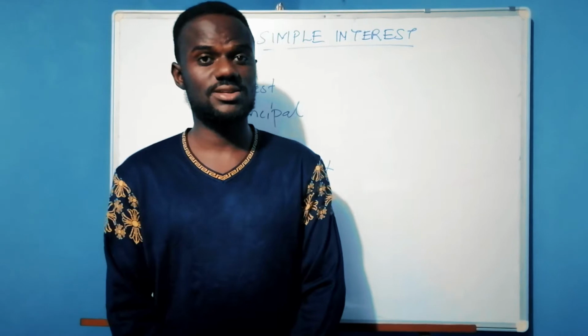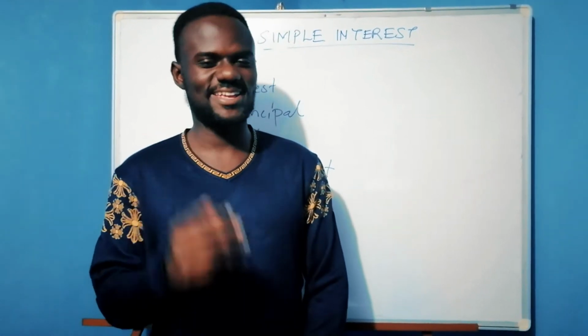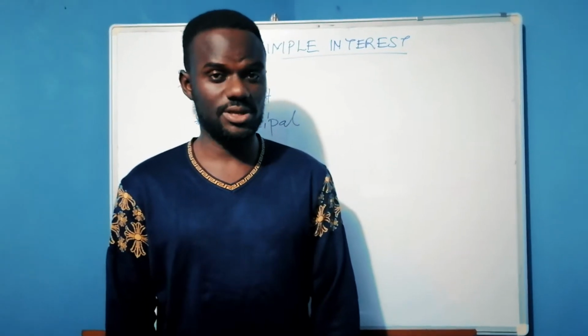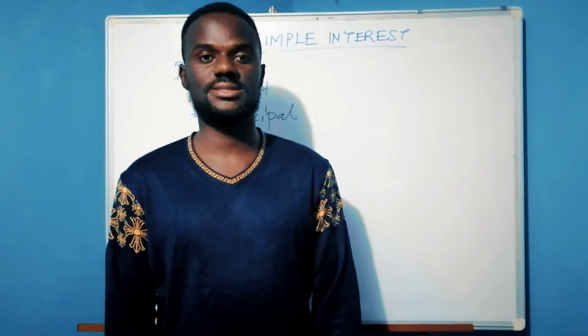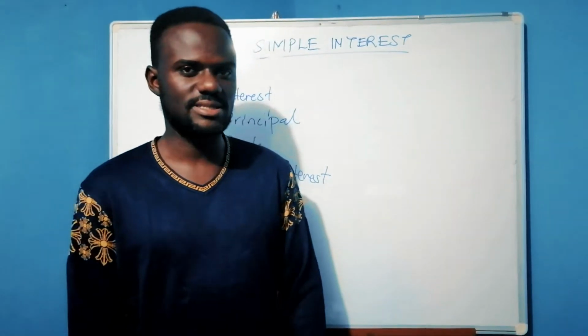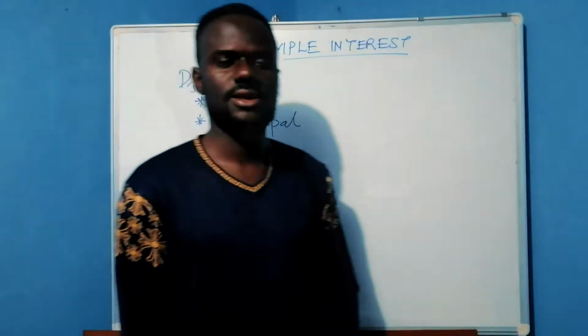And in today's class, we're going to discuss things to do with money. Well, this is a Form 3 topic, and the topic is Commercial Arithmetics. And we're going to handle the first part of Commercial Arithmetics, and that is simple interest.